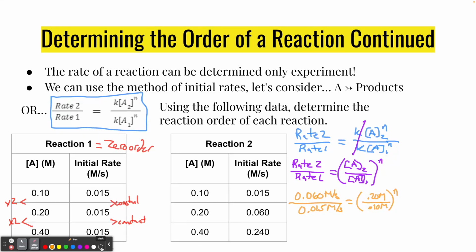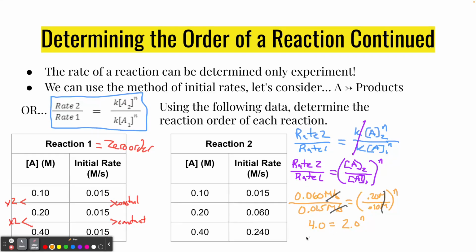Guys, you'll notice real quick before I continue, my units are all going to cancel out. This does make sense because I'm looking for an exponent, and exponents aren't going to have a unit to them. And now I'm going to simplify my numbers by just dividing them out. When I do that, I get 4 is equal to 2 to the n power.